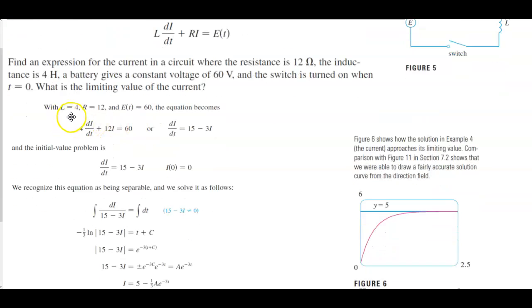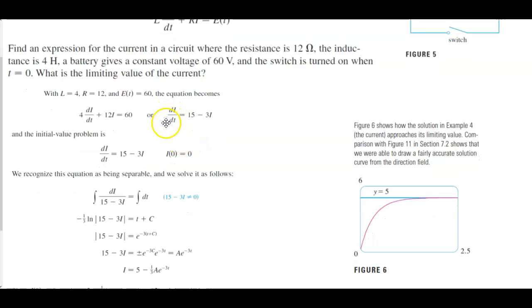Now, we had L, which is equal to 4. We know that R is equal to 12, and that E of t is equal to 60. And that equation would become the following. We would have 4 times di over dt plus 12i, which is equal to 60. Or if we simplified it further, we would get di over dt, which is equal to 15 minus 3i.